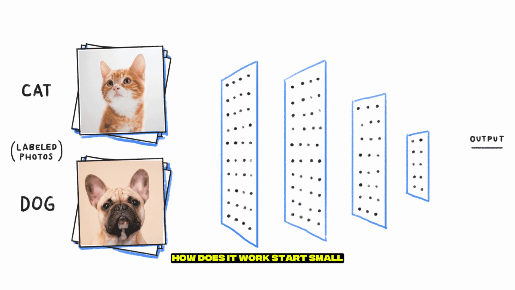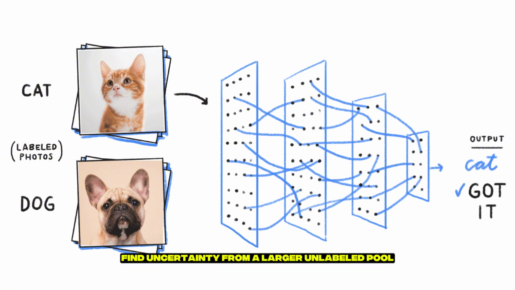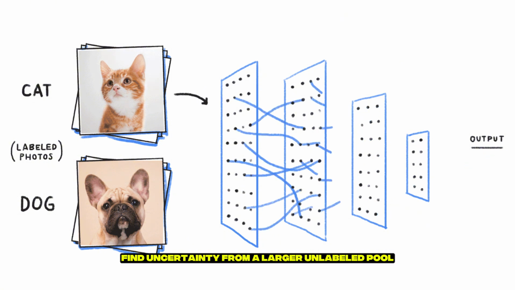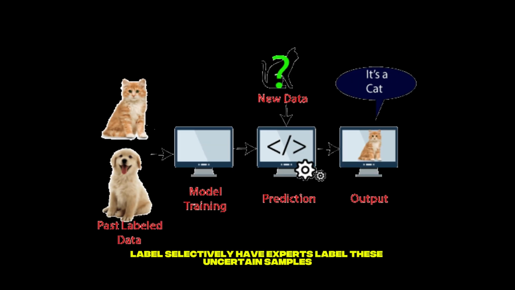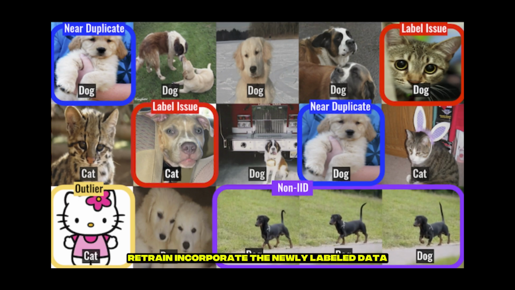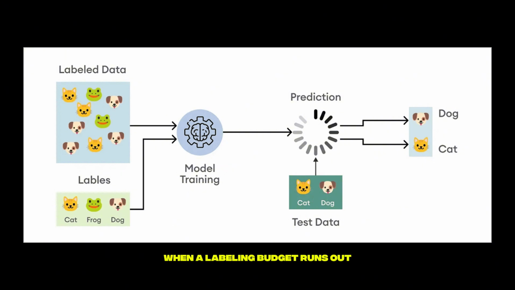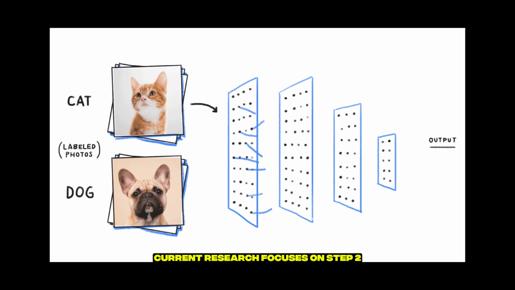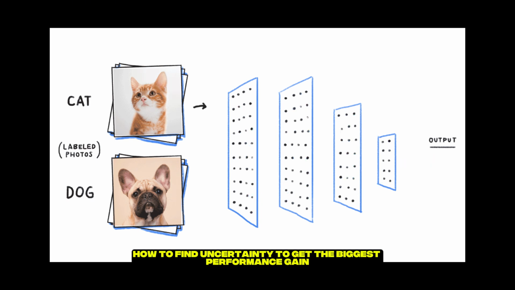How does it work? Start small. Train an initial model on a small label set. Find uncertainty. From a larger unlabeled pool, we use the trained model to identify samples where the model is least confident. Label selectively. Have experts label these uncertain samples. Retrain. Incorporate the newly labeled data and use the new dataset to train a new model. Repeat. Continue step 2 until the desired accuracy is met or the labeling budget runs out. Current research focuses on step 2, specifically how to find uncertainty to get the biggest performance gain in each cycle.